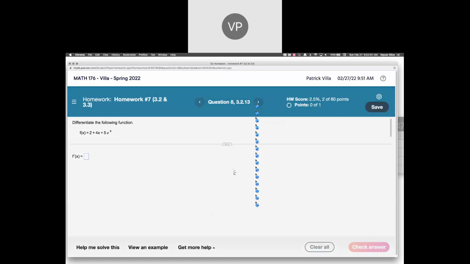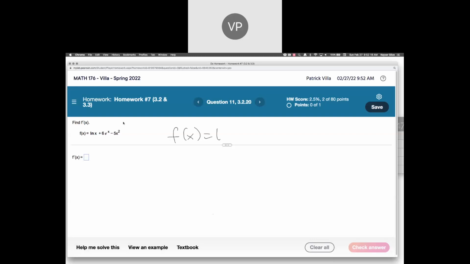Okay, so let's look at number 11. Same kind of problems. And again, they'll ramp them up. The first dozen or so are going to be this way. Then we start getting into these derivatives here. So we have f of x equals the natural log of x plus 6e to the x minus 5x squared. They want us to find the derivative, and you just have to remember all the rules.